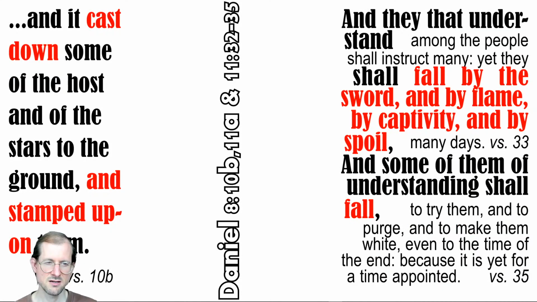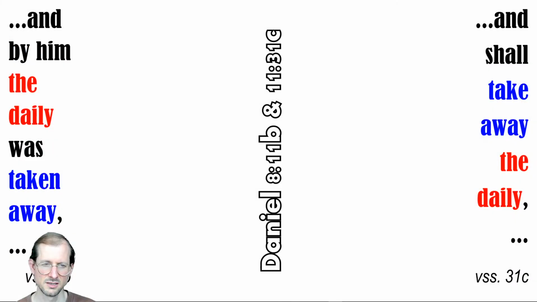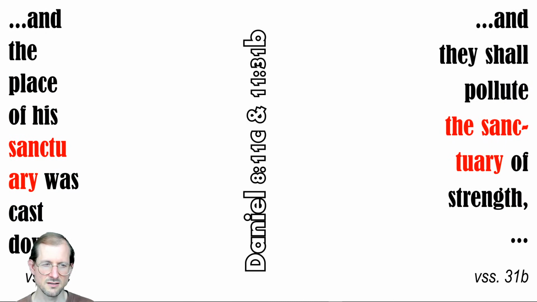Then we go to cast down the stars and stamped upon them, which is equivalent through chapter 12 to fall by the sword, by flame, and by captivity, and by spoil, talking about God's people being persecuted. And then we have the daily is taken away, take away the daily, obviously the same thing. The sanctuary is cast down, and here it says the place of the sanctuary is cast down, but later on you read that the sanctuary is stamped upon.